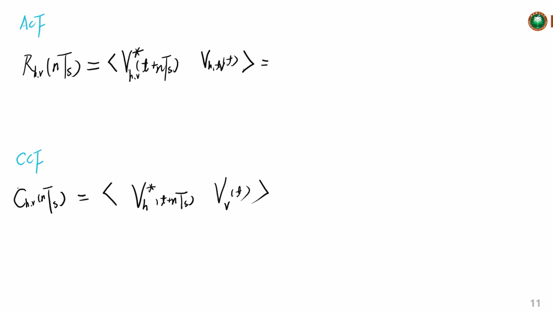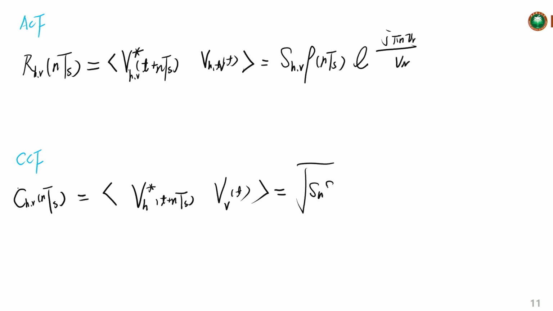Now, based on our previous expressions for the voltages, it is expressed as S_HV times the time correlation Ts, times the exponential of j pi Vr divided by Vn, the Nyquist velocity. This one is cross, so it is S_H times S_V, both of that, real HV again, and also the exponential. The term has j pi n Vr divided by Vn.